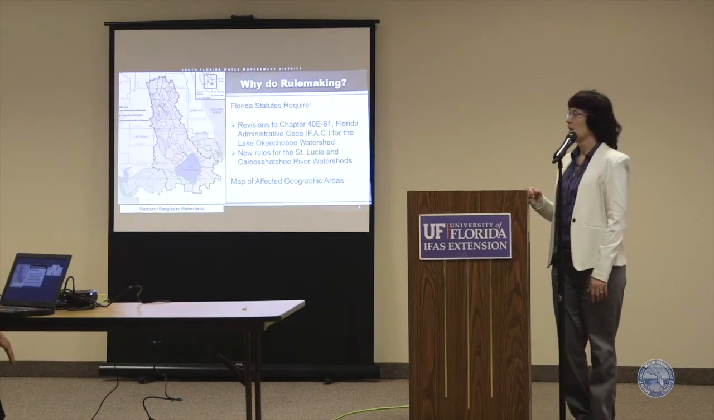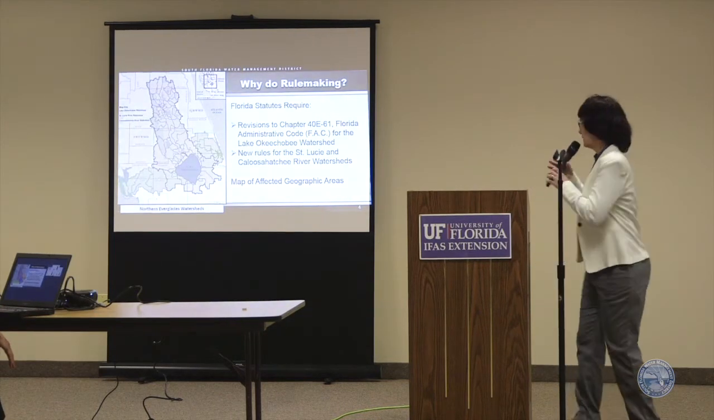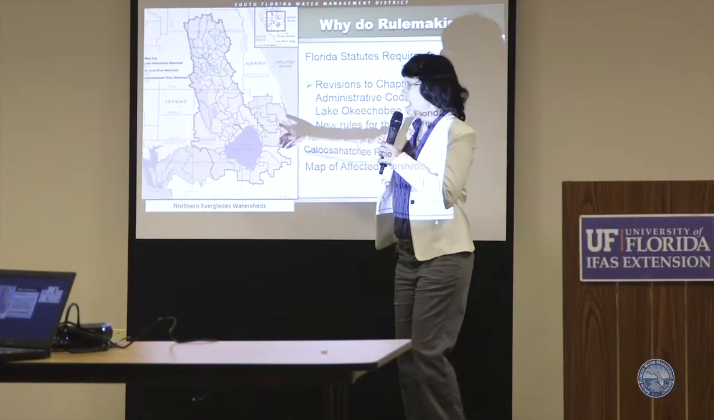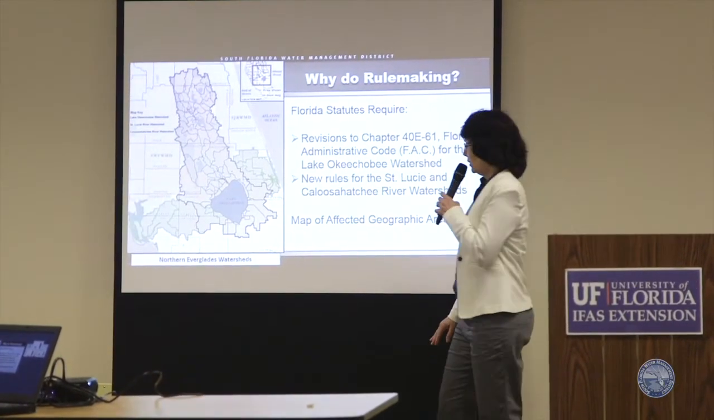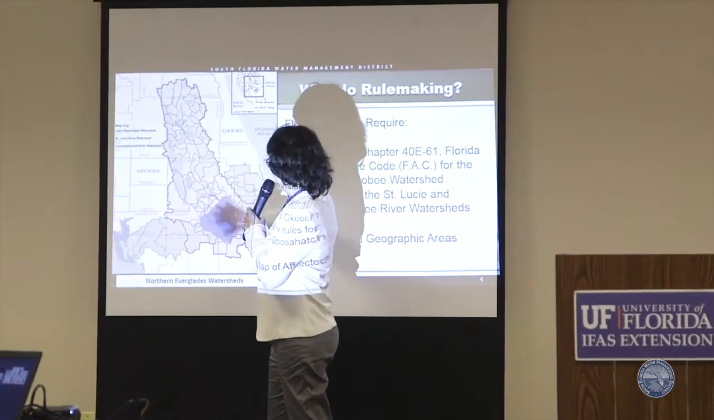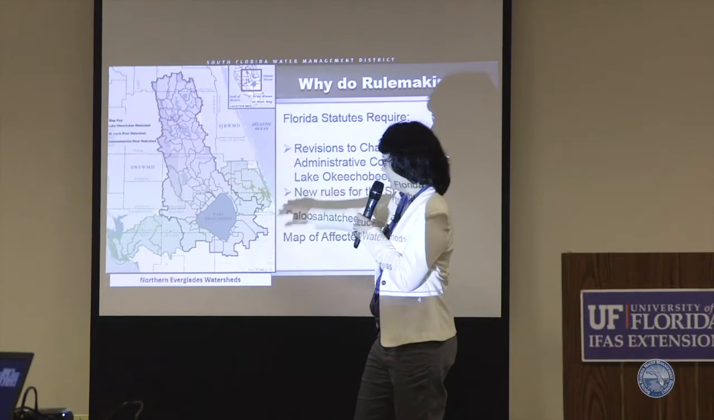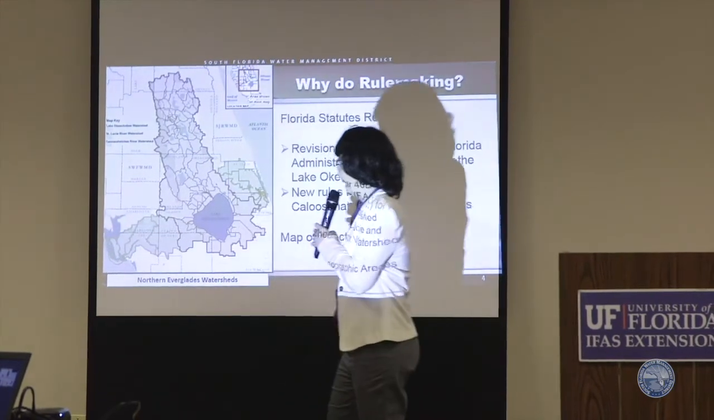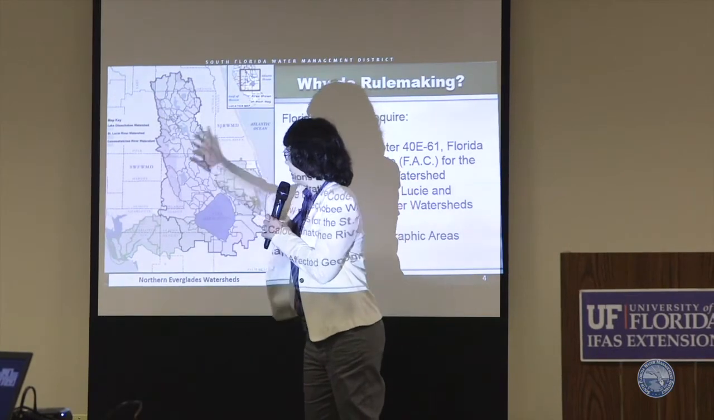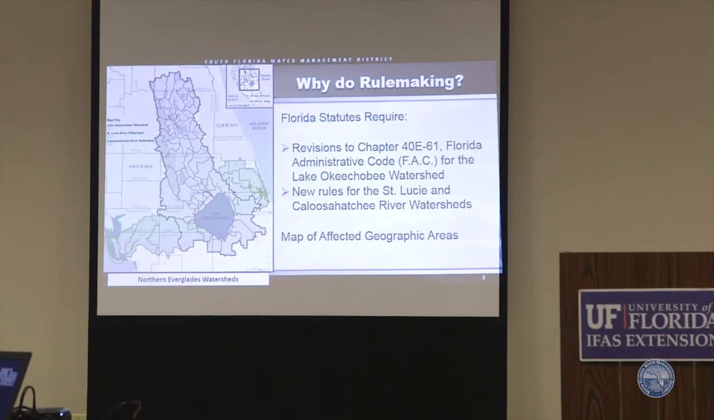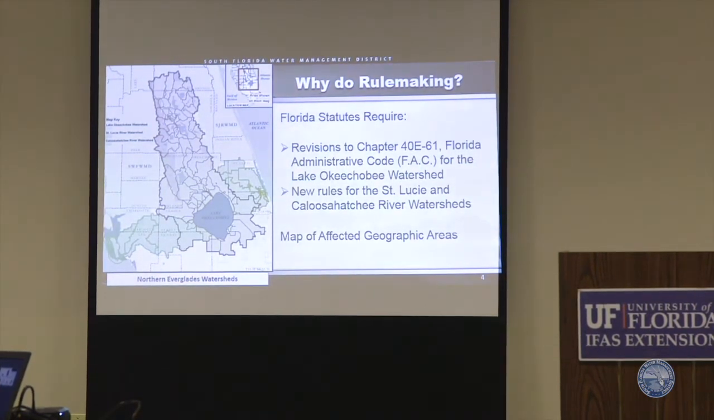Next slide, please. So I'm going to take this out of here so I can show you this map that we have on the left-hand side of the slide. This is a map of the northern Everglades watersheds, which consists of the Lake Okeechobee watershed, which is in purple, the St. Lucie River watershed, which is in a orangish yellowish color, and then the Caloosahatchee River, which is in a green. And you can see there is overlap between these watersheds. So the reason we are doing rulemaking is specifically because the Florida statutes require the district to amend the Lake Okeechobee rules and to develop new rules for the river watersheds.